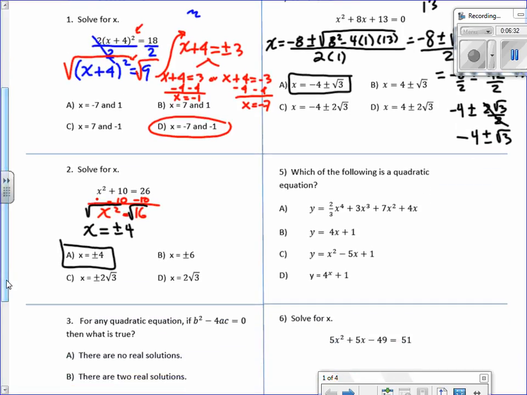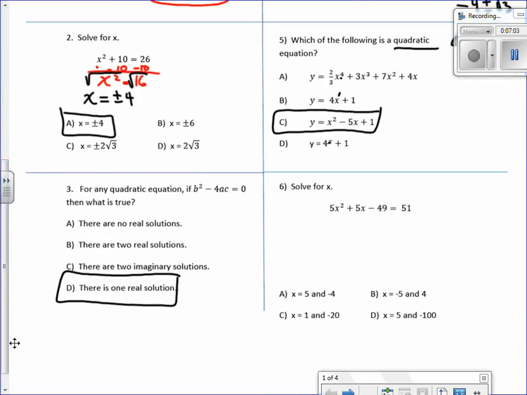Number 5, which of the following is a quadratic equation? As you heard me say at the beginning of this, quadratic equation means that the highest degree on x is 2. So which one of these problems has the highest degree? Well, it's not this one because this is 4. It's not this one because that's understood to be 1. That's not even a number. It's got to be C, all right?